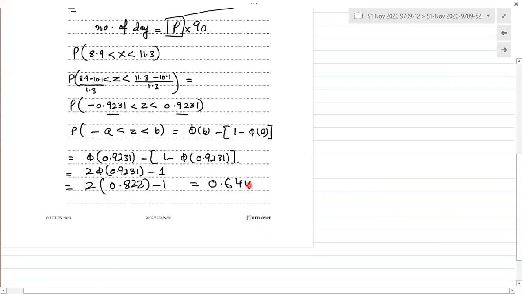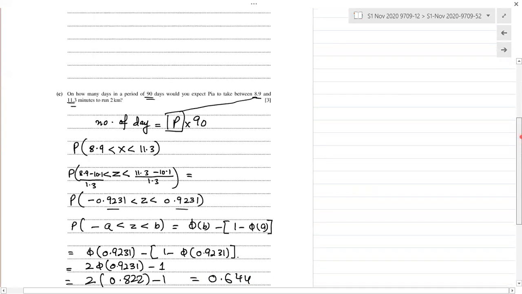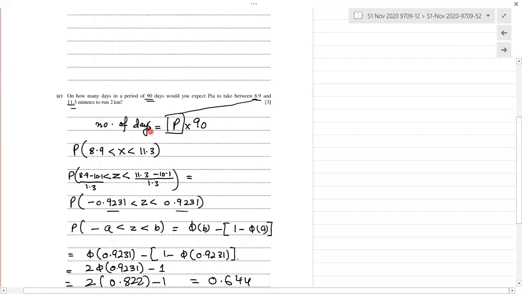Now we had to work out the number of days, and we did that over here. Number of days is equal to probability times 90. So we have got the probability as 0.644 being multiplied by the 90 days period. So in a 90 days period, probability times 90 is going to give us 57 days. And that's the answer.